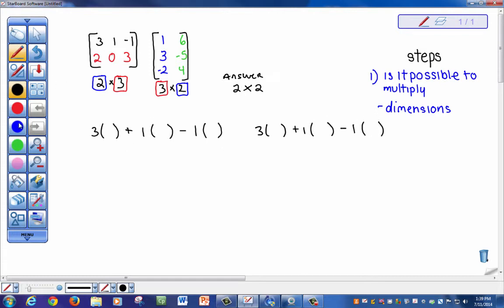Now I'm going to go to my second row and do the exact same thing. And once again, since this matrix has 2 columns, I have to write it twice.